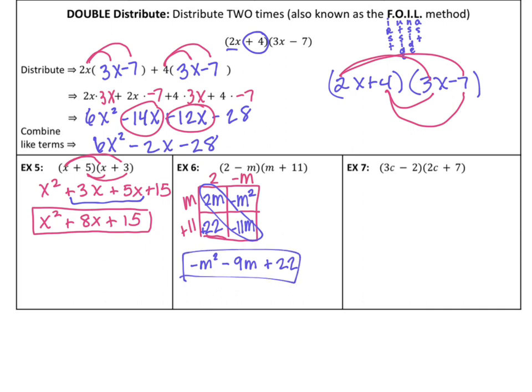Here's what I want you to do on this last one. It is a little bit trickier because there are c's here kind of at the beginning. Use either one of these 2 methods. So either use the FOIL or the double distribution or the box method. See if you can answer example number 7 and come up and show it to a teacher when you're done to get your work checked. And as always, let your teacher know if you have any questions.